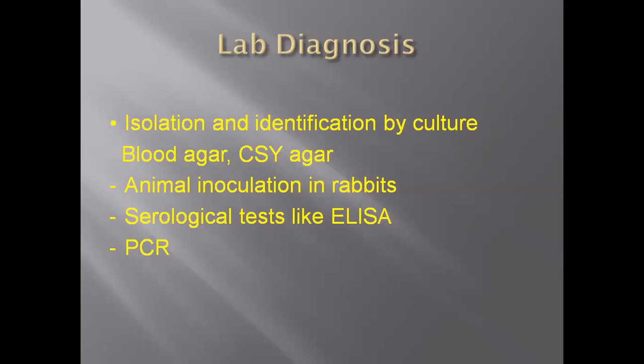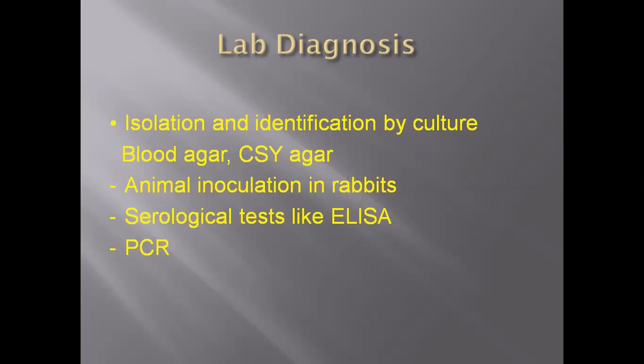So to grow Bacteria multicida, you can use different types of media like blood agar, which is of course not a selective media, but Bacteria multicida can be grown on blood agar as well. But if you want to culture it on a selective media, you can use CSY agar, casein sucrose yeast extract agar.